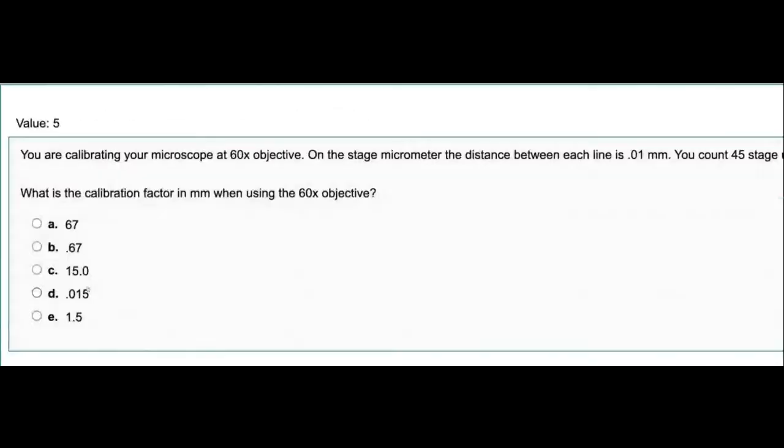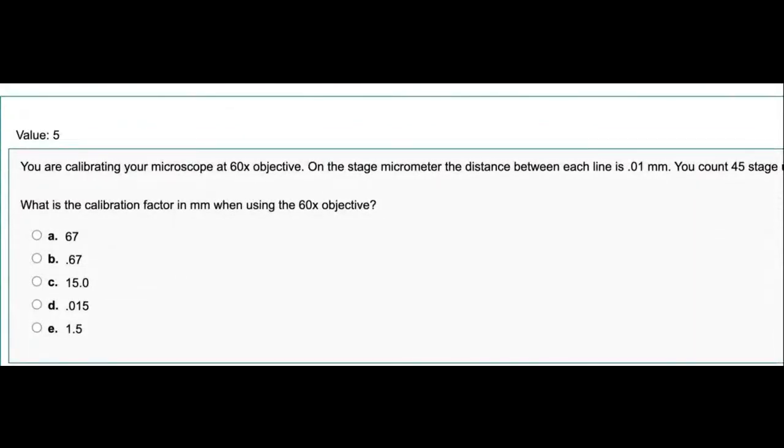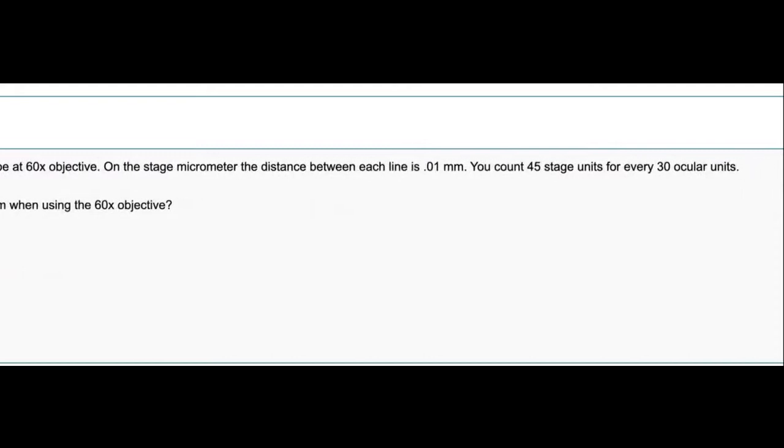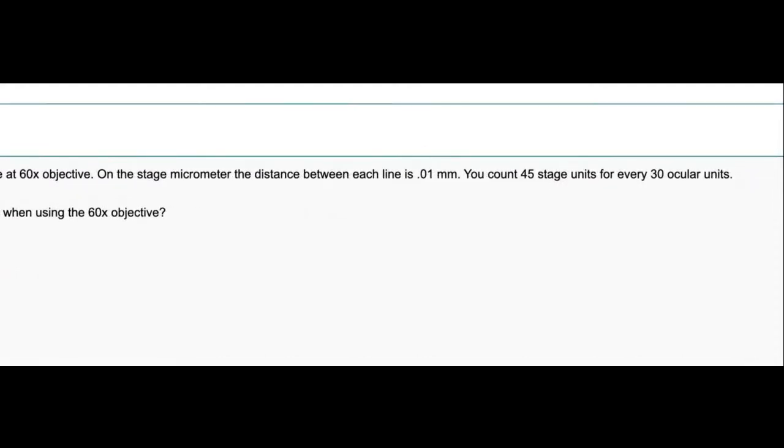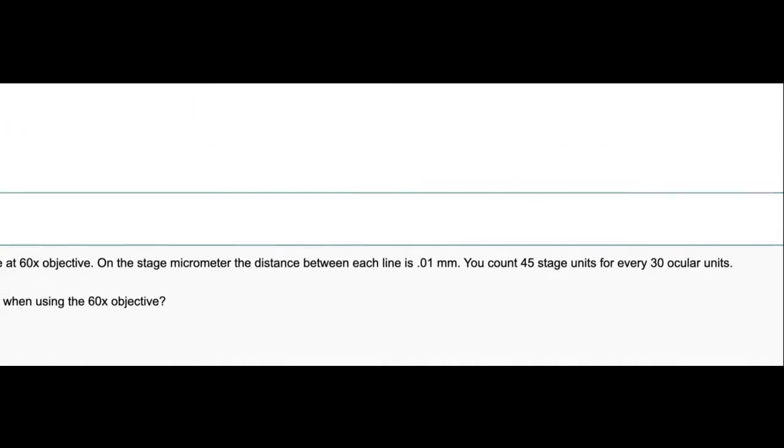So looking at these quiz questions, the 60x objective lens is going to be the one we're using for this problem. And then it says, again, each on a stage micrometer, those stage units, so the units on your ruler, are going to be 0.01 millimeters across. And so we count 45 of those stage units. So 45 times 0.01 will get us, let me scroll back up.